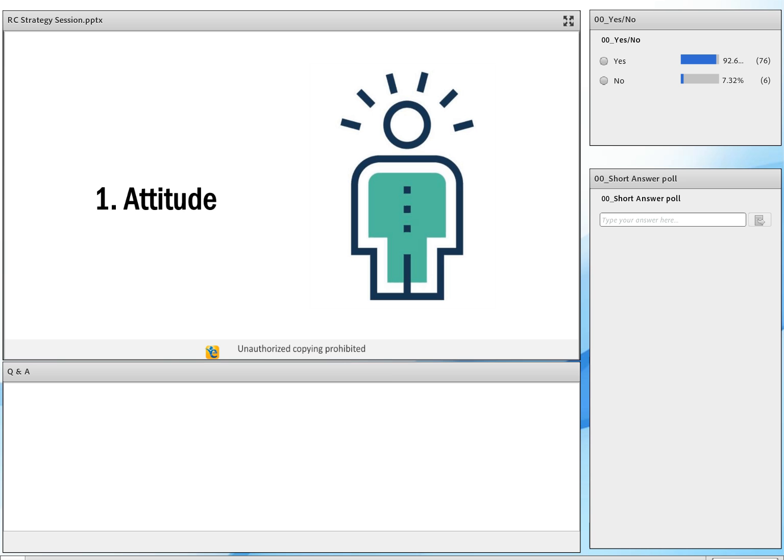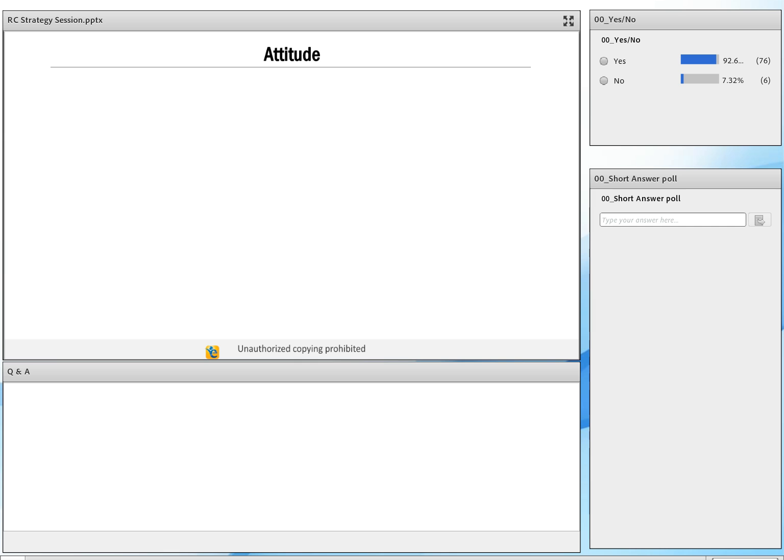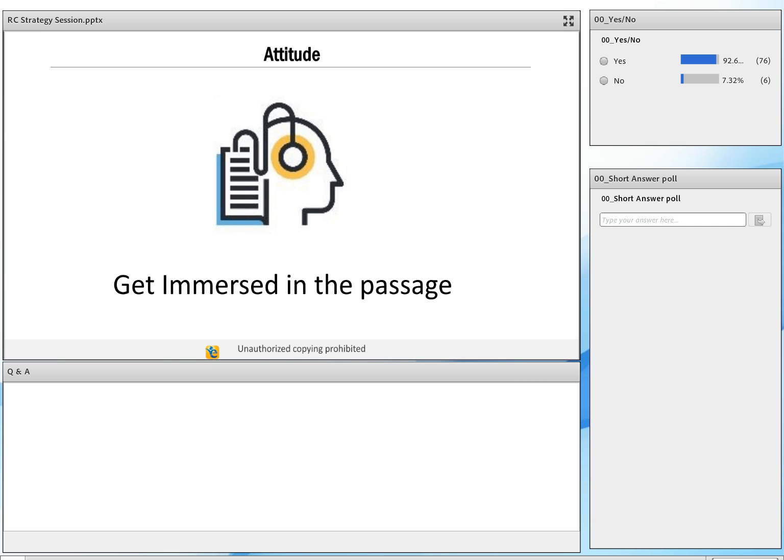Now how do you do that? The first thing is that you get immersed in the passage. This is a very, very important thing. I can give you a couple of scenarios to think about in order for you to get immersed in RC, but really this is an attitude change that you need to make towards RC. What do I mean by getting immersed in the passage?